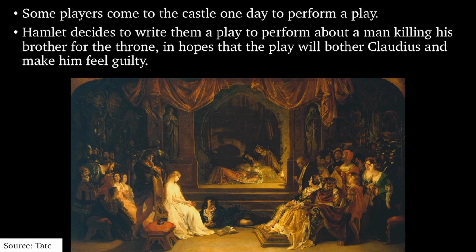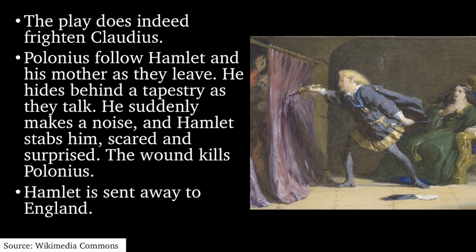Some players come to the castle one day to perform a play, and Hamlet decides to write them a play to perform about a man killing his brother for the throne in hopes that the play will bother Claudius and make him feel guilty, which will then be a sign to Hamlet that he is indeed guilty of killing his father. The play does frighten Claudius, and Polonius follows Hamlet and his mother as they leave.